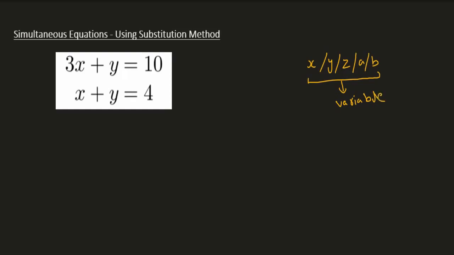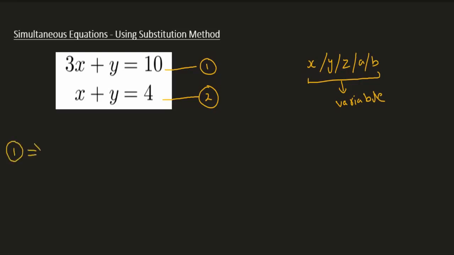So if I see these two equations here, you can see that x and y are the variables. Let's label this first equation as equation number 1 and this equation as equation number 2. It's completely up to us whether we want to choose equation number 1 or equation number 2. So let's just say that I want to choose equation number 1.